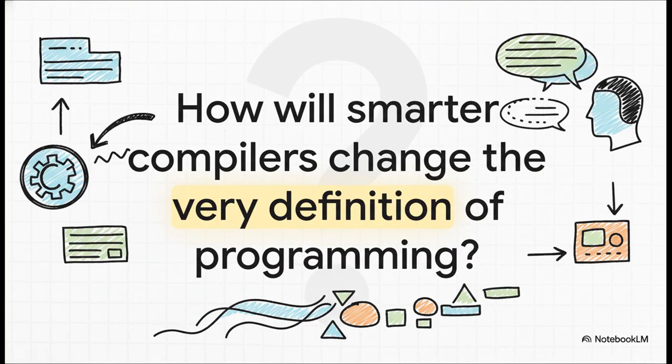And that leaves us with one last big thought. As our tools keep getting smarter, as they transform from being simple translators into active, creative partners in the process, our relationship with them is fundamentally changing. We're not just barking orders at a machine anymore. We're having a conversation with the compiler. And that, well, that might just change the very definition of what it means to program.